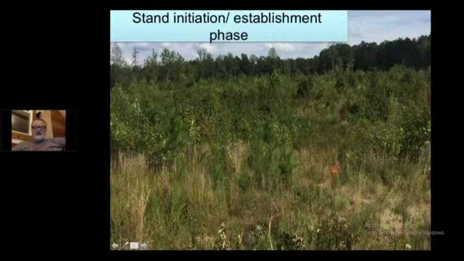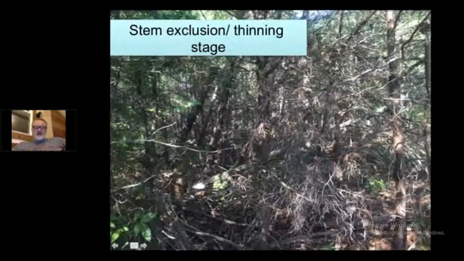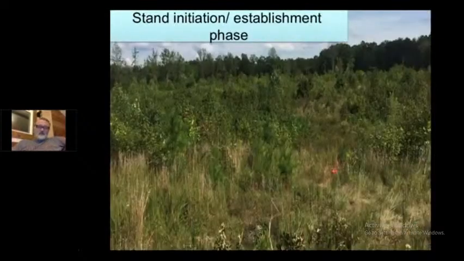So this is at the site in Southern Virginia at stand initiation and establishment phase. It's just getting established. The grass is still growing. It's not completely closed canopy yet. It's about to reach this phase here where it just starts dying all over the place. The trees here have all slowed down. There is more wood being produced here.